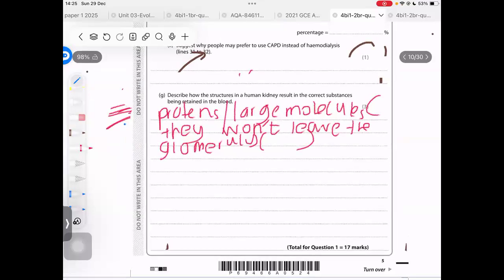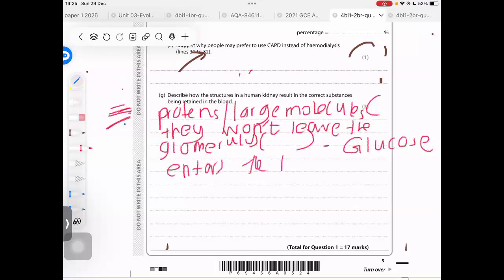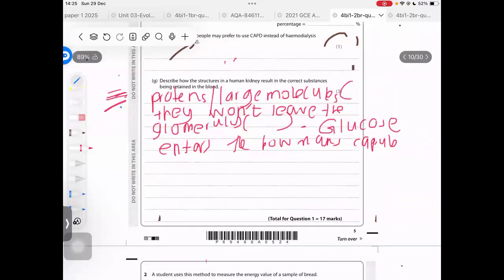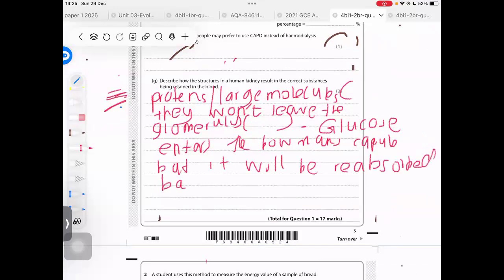And then you can write, glucose enters. You won't get any point for writing that. You can write glucose enters the Bowman's capsule, right? But here you don't get any point. After I write the description, I'll tell you which sentences get the points. But I'm doing the description first. Glucose enters the Bowman's capsule, but it will be reabsorbed back into the blood.